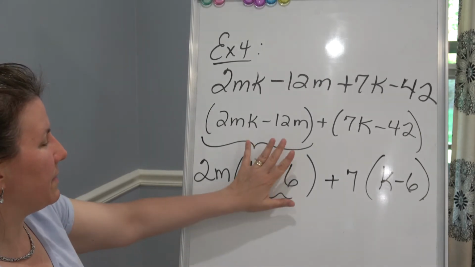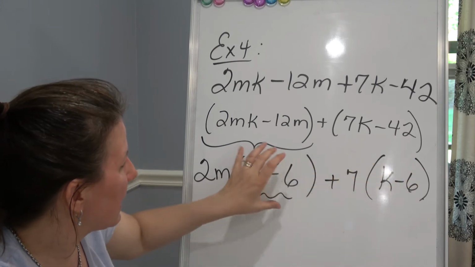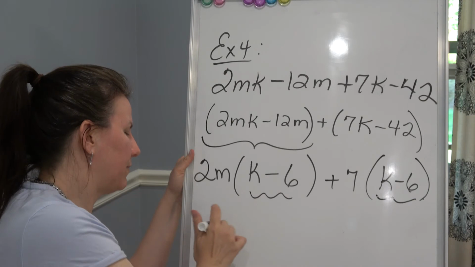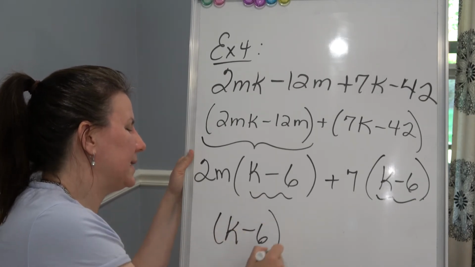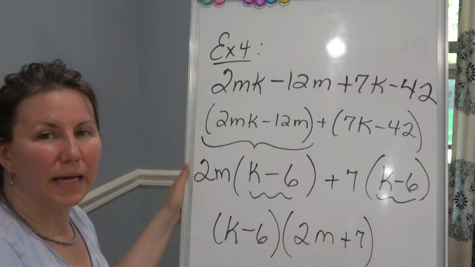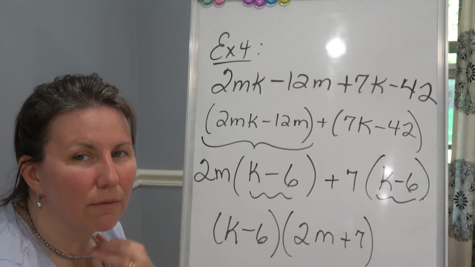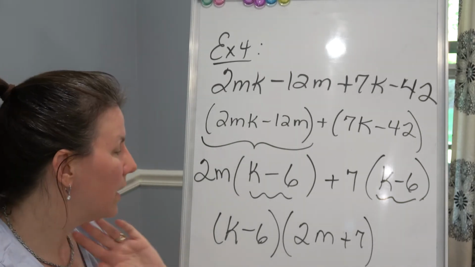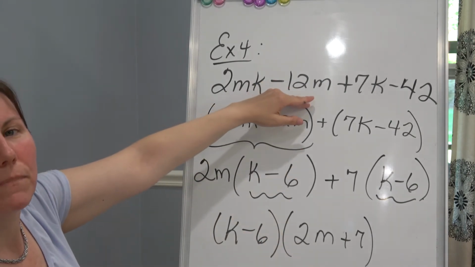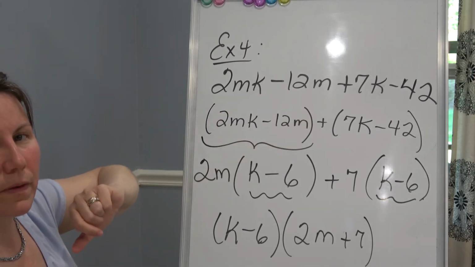So remember, this is a factor of this, and this is a factor of this. So now you can take out this as a common factor. Right, so you're taking out the k minus 6, and you've got 2m plus 7. And now remember, you can always check these, because if you were to FOIL this out, like we learned in the last few sections, you would end up with this original problem. All right, and that's always the way you can check to make sure.